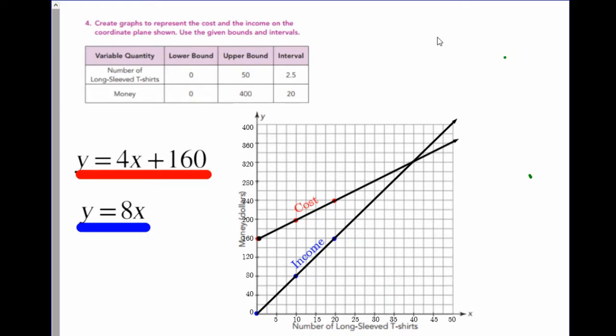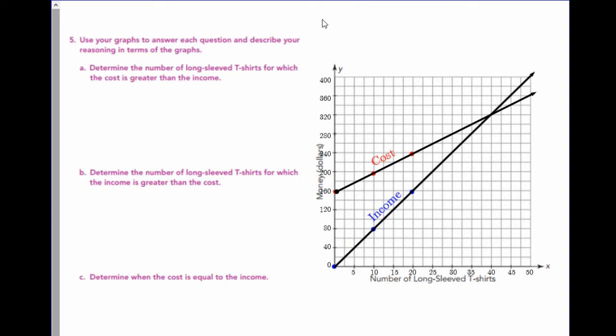All right, and let's go ahead and label our lines. Label the line that starts at 160 the cost function, and the one that starts at 0 our income, just so we remember. We'll keep track of those things. And once you're done with your graph, you can turn to the next page, and we're going to answer some questions based on our graph.